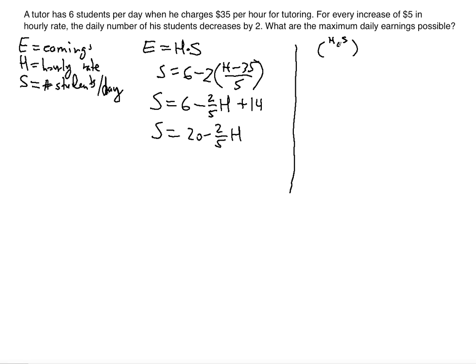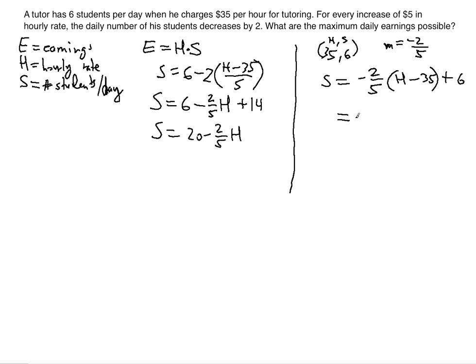And that's going to be, let's see, the hourly rate is 35, and the number of students is 6. And now the slope, we will have m as the slope is equal to, so it's -2 per $5 increase, so +5, right? -2/5. So as a result, the equation is s is equal to -2.5 h minus 35, right? That's the slope-intercept form I'm using, plus the initial value of s.